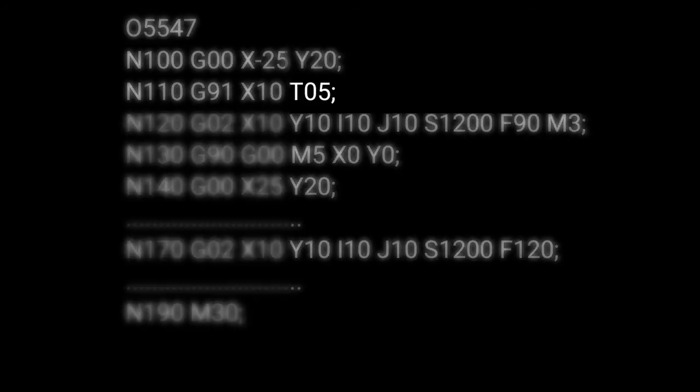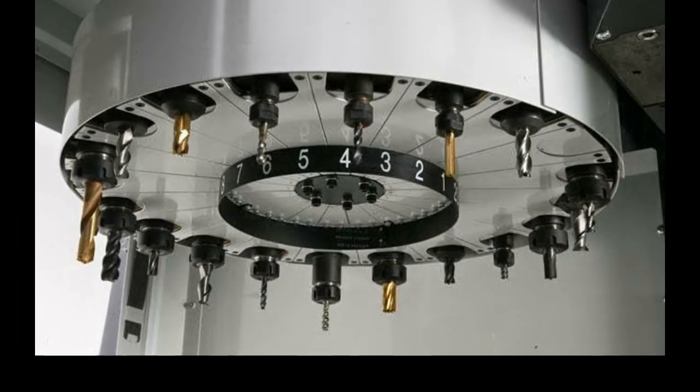Next are tool functions. This word is needed only for machines with a tool turret or automatic tool changer. It indicates which tool is to be used in the next operation. For example, T05 indicates a tool in turret position 5.